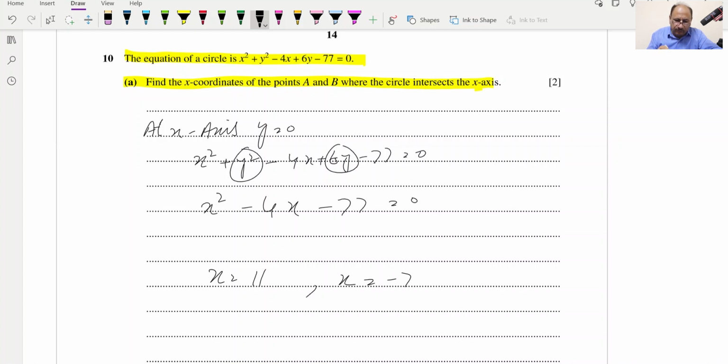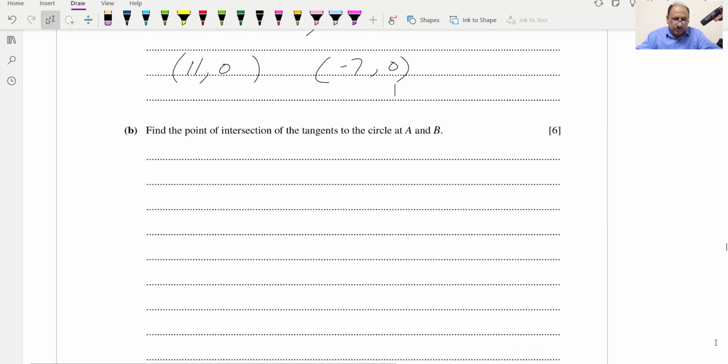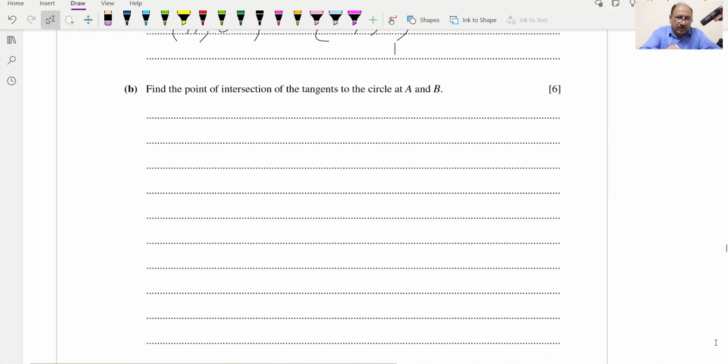You can write steps for working also if you require. So the points will be 11 and 0, and the second point will be minus 7 and 0. Hopefully you understood this. Then they're saying find the point of intersection of the tangents to the circle at A and B.